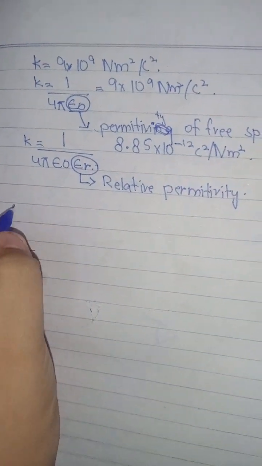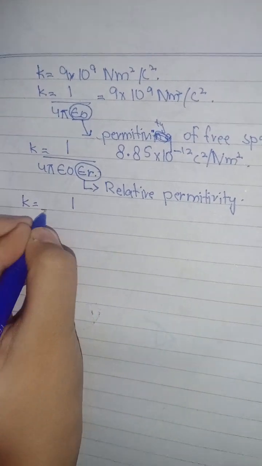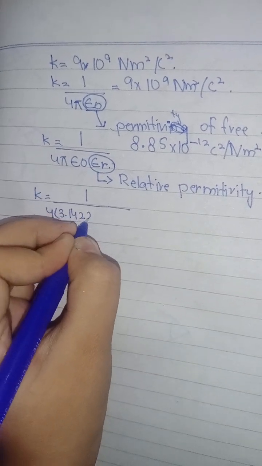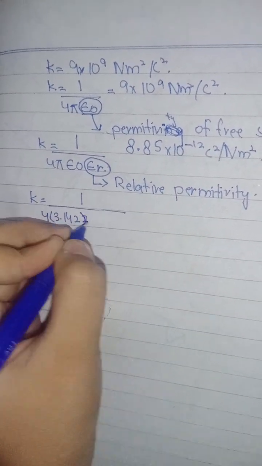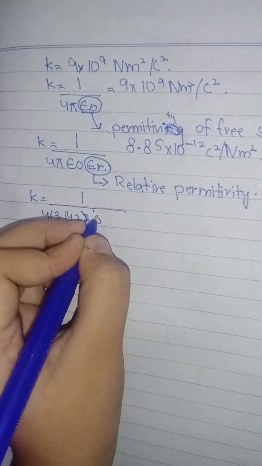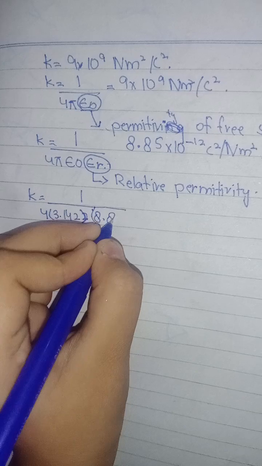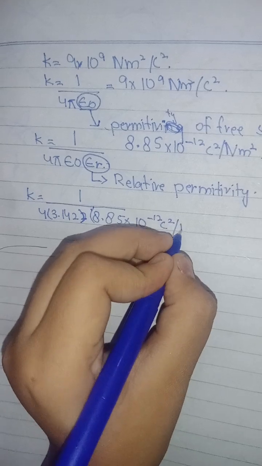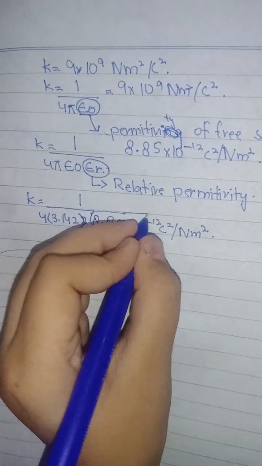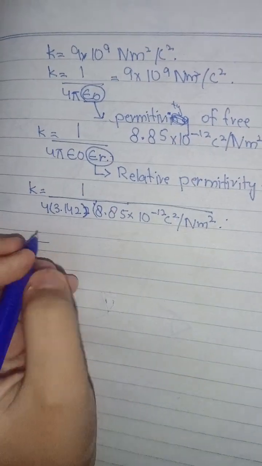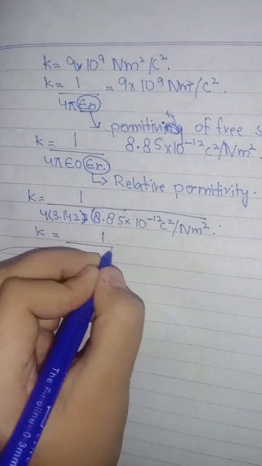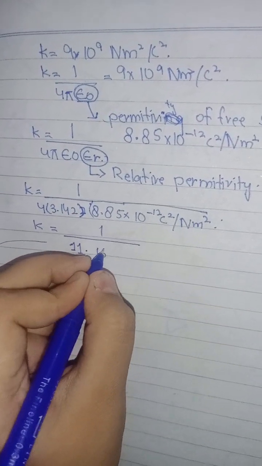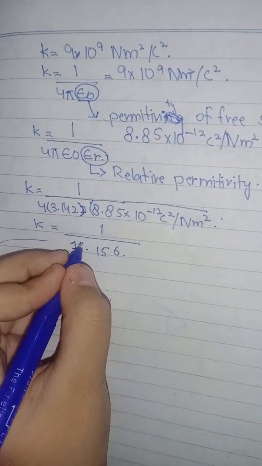Now let's put the values over here. K is equal to 1 over 4. Now pi we know is 3.142. Epsilon we know is 8.85 multiplied by 10 raised to power minus 12 Coulomb square per Newton meter square. So here we have K is equal to 1. When we divide or multiply all these, the answer will be 1.1156.